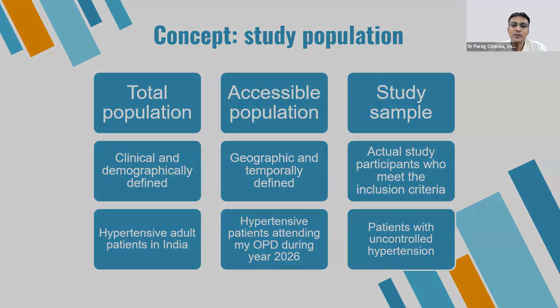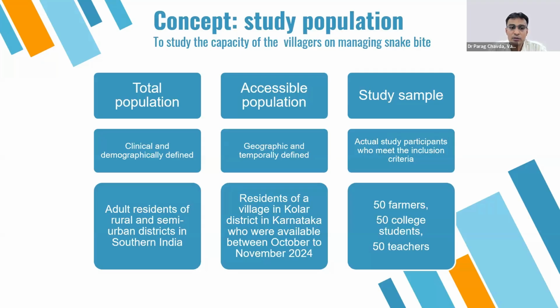We'll take a few more examples and understand these concepts around the study population. Right? So at the top, you have a shortened version of the study title, or the study aim, you can say. So this study is to study the capacity of villagers on managing snake bite. So understand, we'll start with the study sample. So what did they actually study? They actually studied 50 farmers, 50 college students, and 50 teachers from one particular village, right?